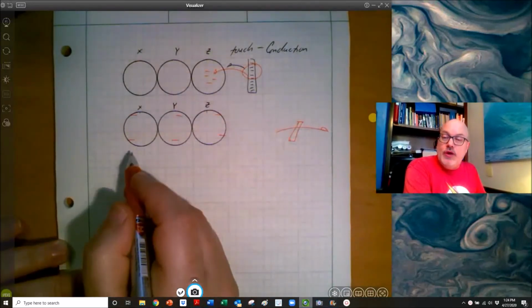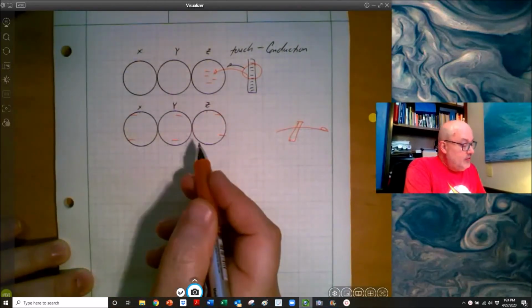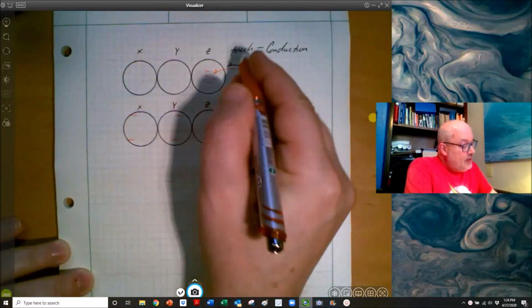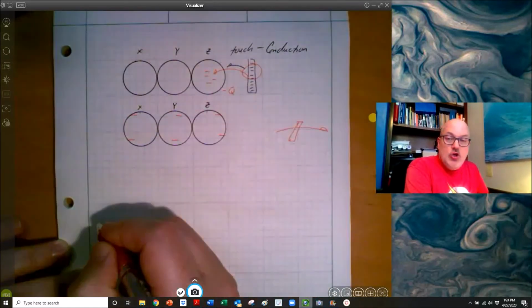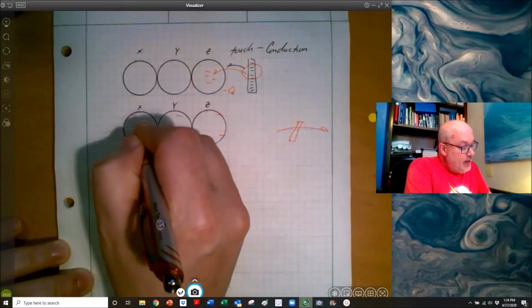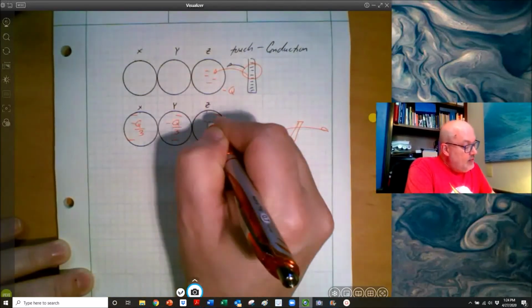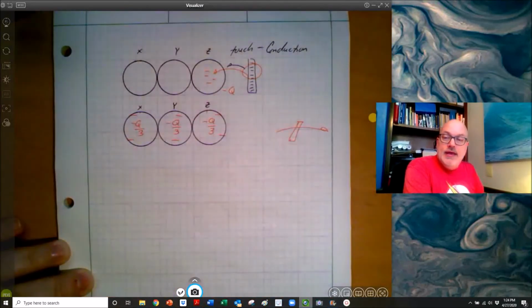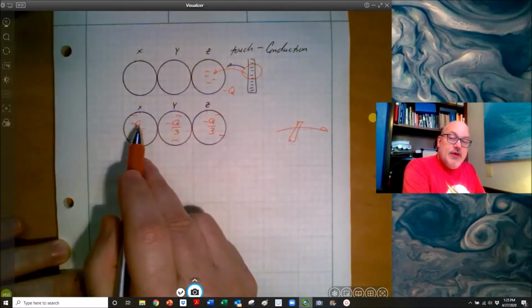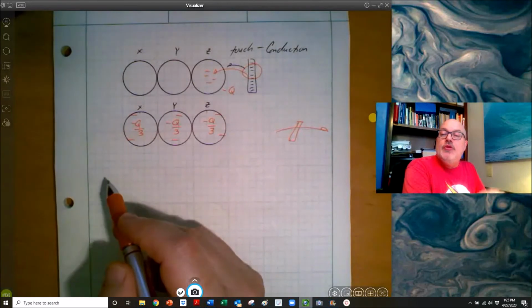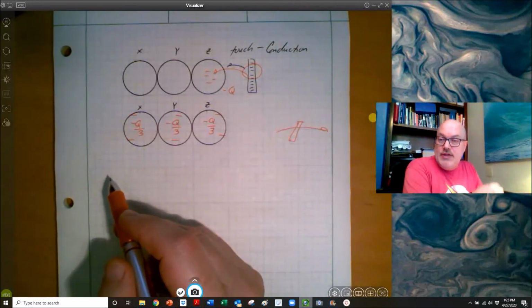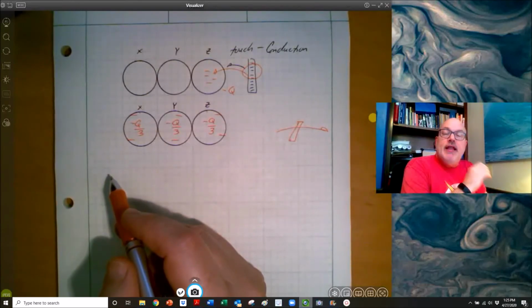So if the charge that transferred over was negative Q, then each one would have negative Q over 3 at the end because they're the same size. Now, if these were not the same size, the one that's bigger would end up with more of the net charge at the end. And we'll talk more about that in the video on electric potential.